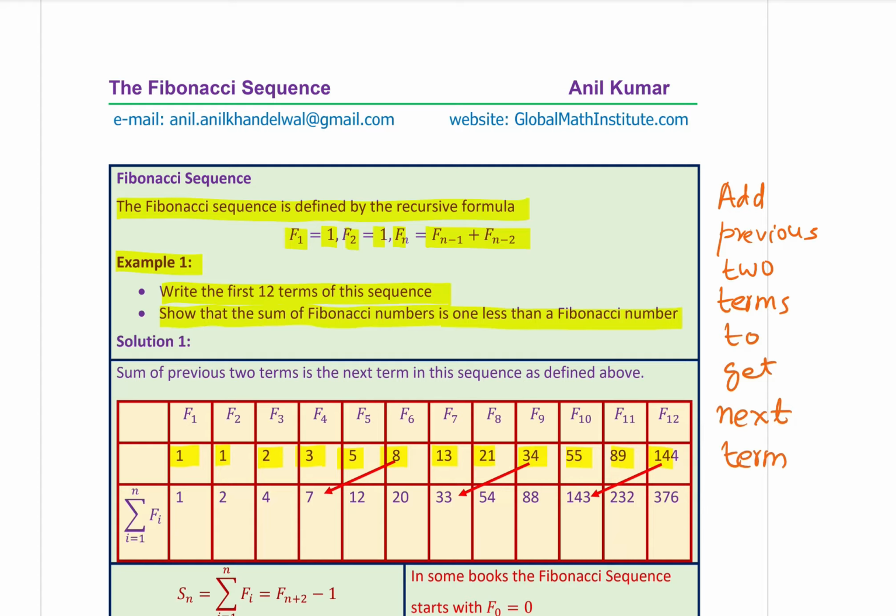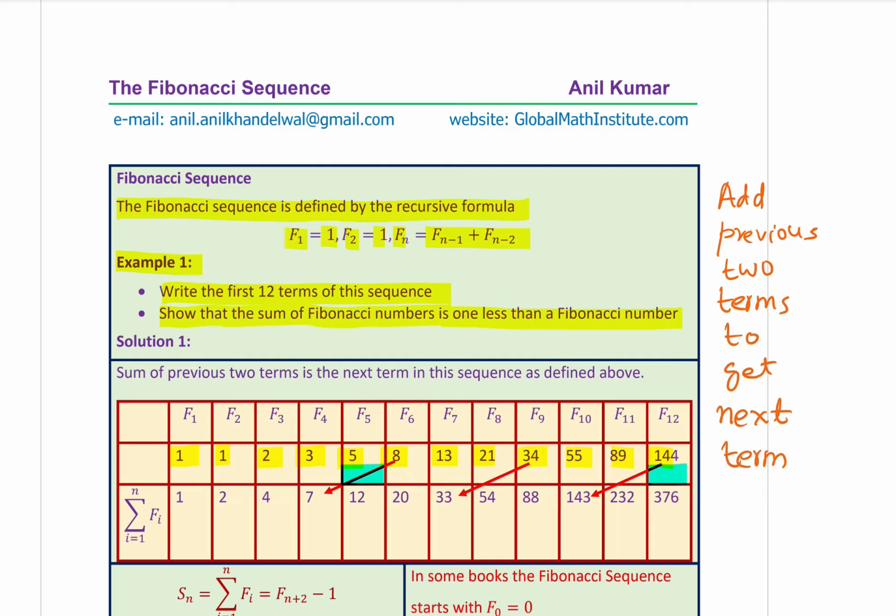Well, here I would like you to remember a few terms especially. F12 is 144 and F5 is 5, right? The first few terms are easy to remember, but knowing those values helps us in solving many questions, right? So that's the whole idea.